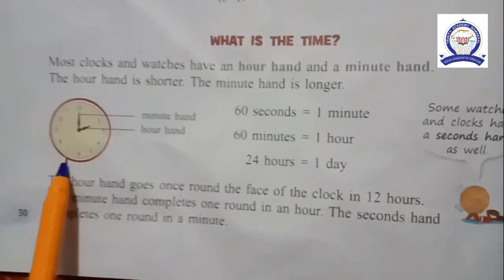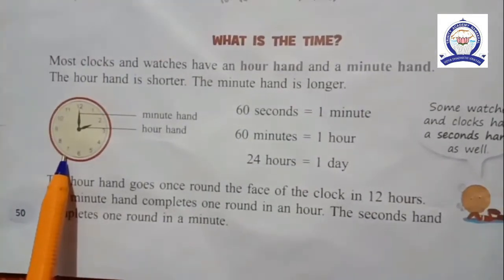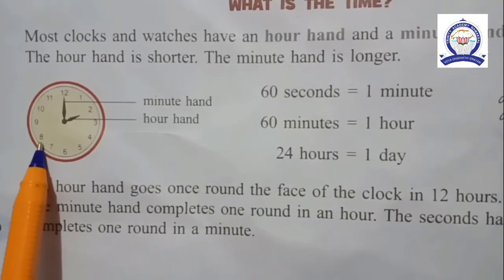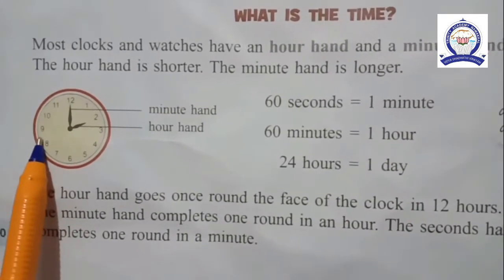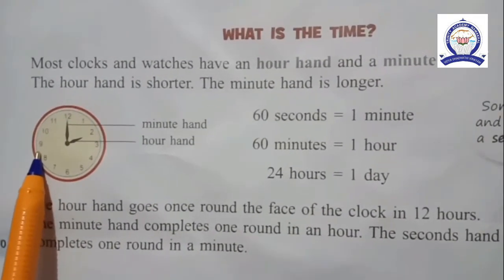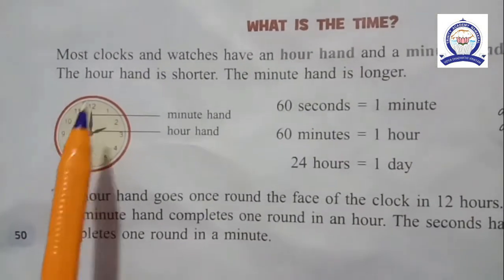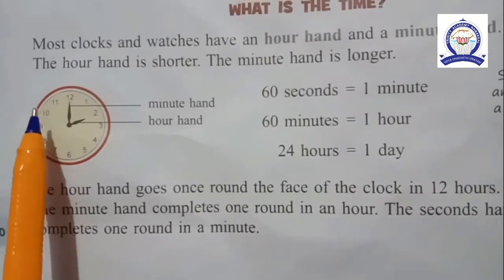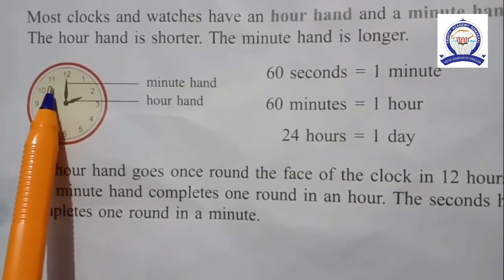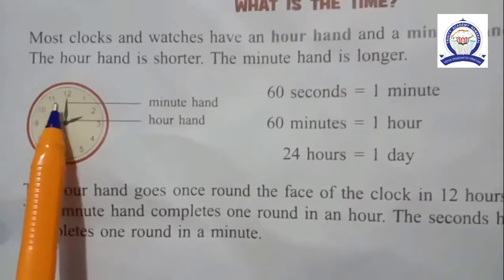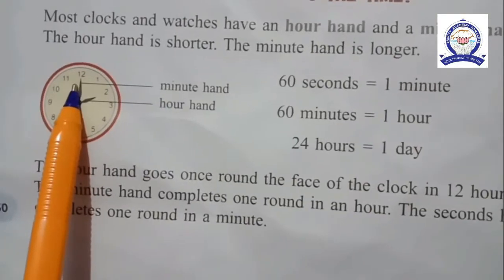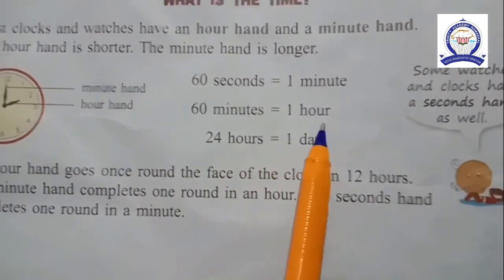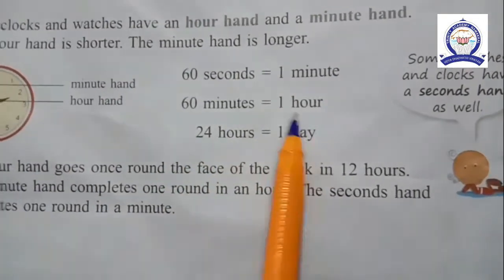7 5s are 35 minutes. 8 5s are 40, 40 minutes. 9 5s are 45 minutes. 10 5s are 50 minutes. 11 5s are 55 minutes. 12 5s are 60 minutes or 1 hour. 60 minutes equal to 1 hour.